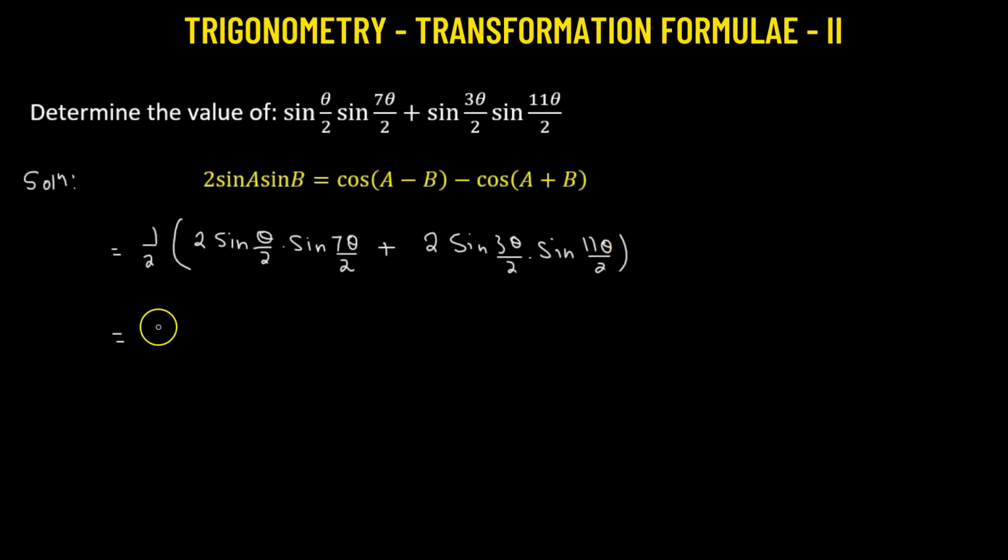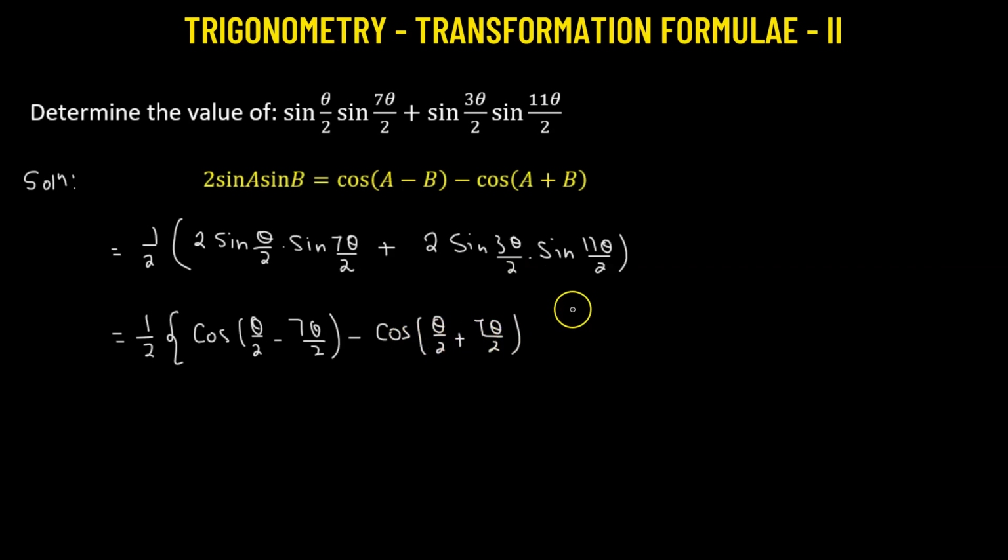Fine. So let's apply this transformation formula. So we have half. Now in the first term, we have cosine of a minus b. So we'll consider a to be theta over 2 and b to be 7 theta over 2, minus cosine of a plus b, so we have theta over 2 plus 7 theta over 2. Going to the next term, we have cosine of a minus b, so we'll consider a to be 3 theta over 2 and b to be 11 theta over 2, minus cosine of a plus b, so we have 3 theta over 2 plus 11 theta over 2.